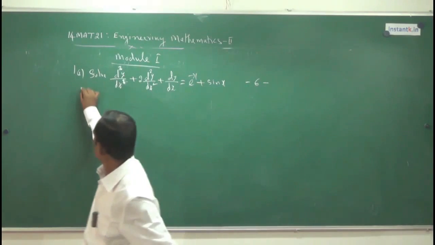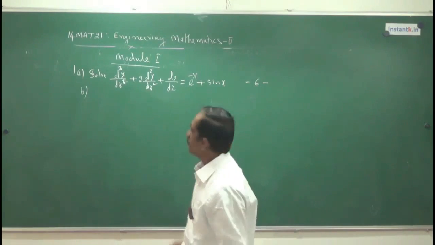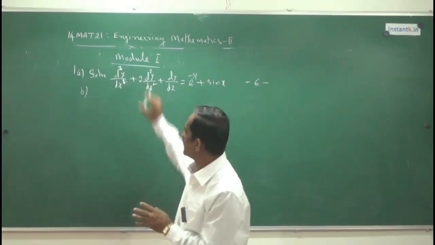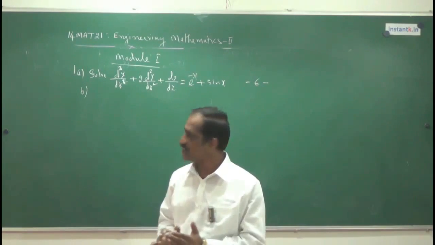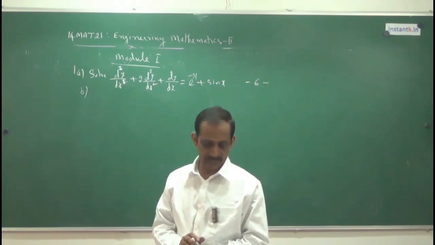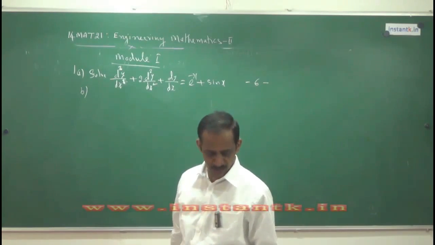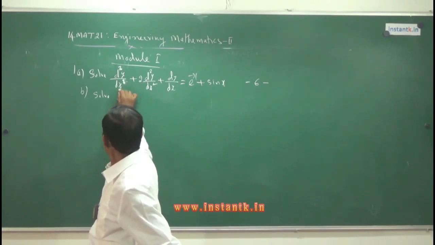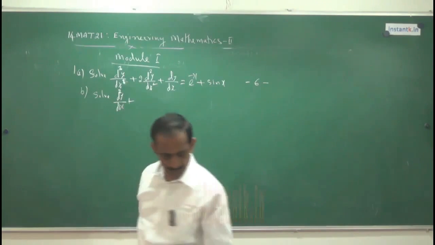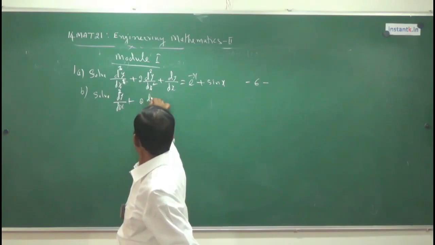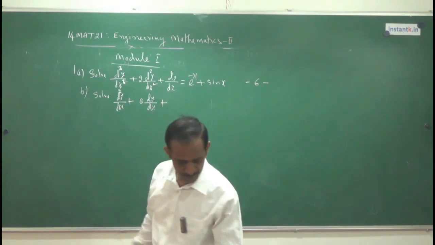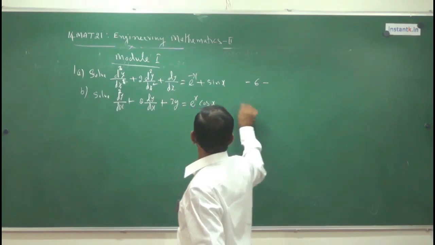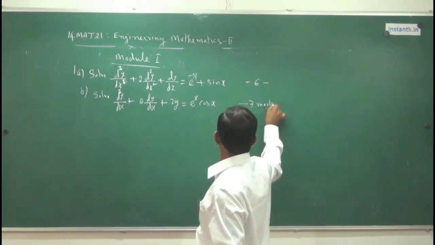Okay. The next question is again from differential equation, but here the method is not mentioned. Any method you can apply, but since it's higher order, it is easy to get the solution by the inverse differential operator method. Otherwise other methods may be time consuming. The second question asked is: solve d squared y by dx squared plus 2 into dy by dx plus 3y equals e power x into cos x. It's asked for 7 marks.